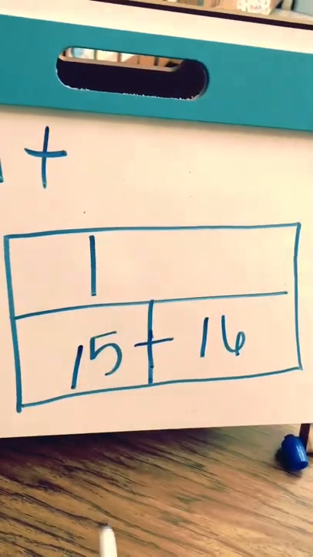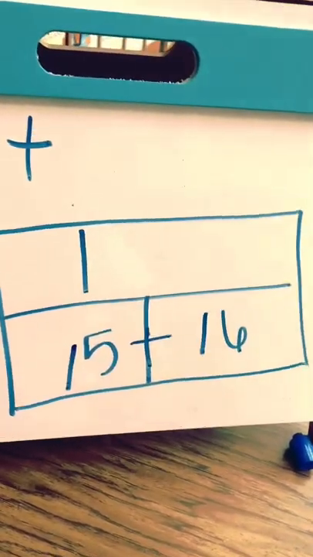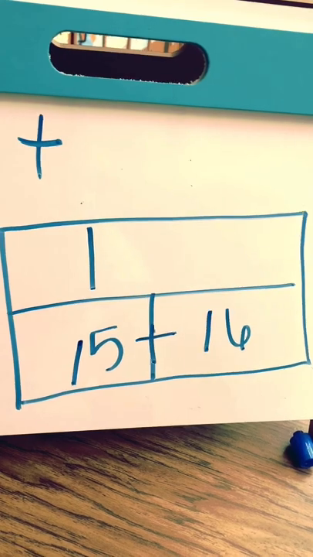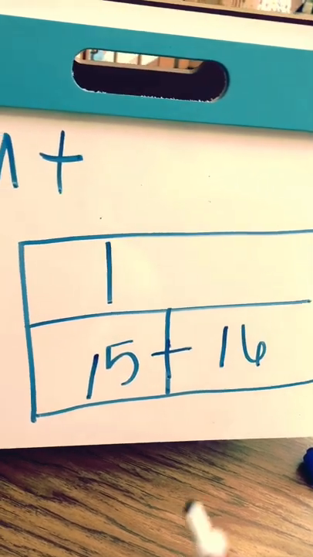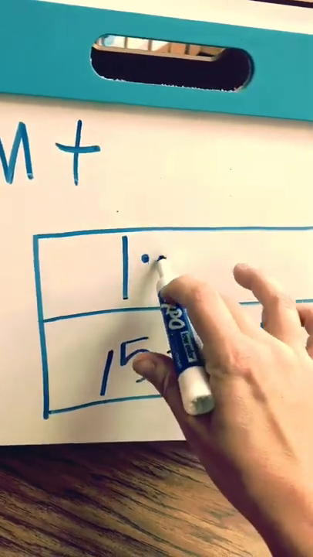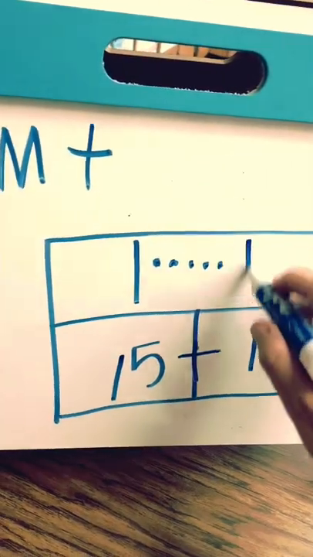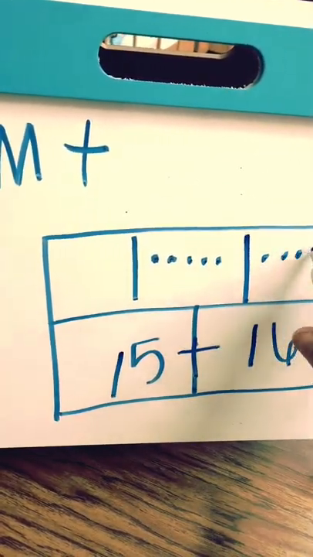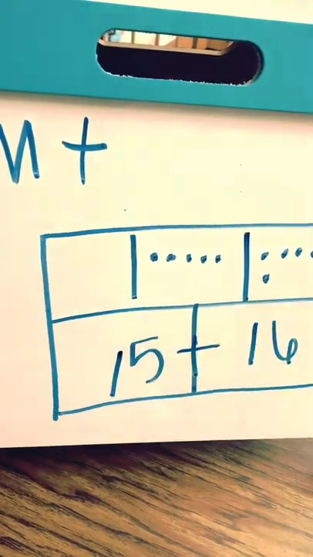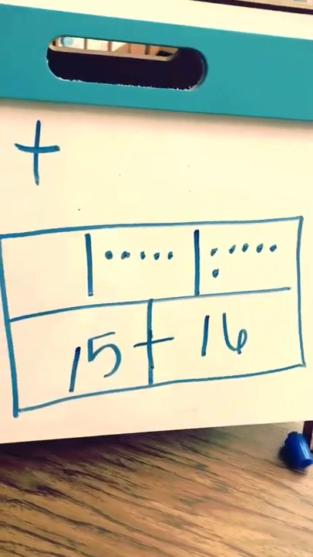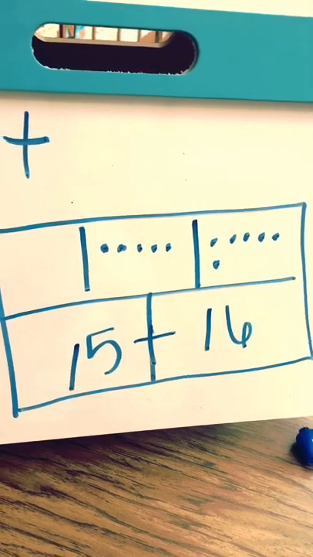This here is called a long. It is worth 10 units. They've had this since first grade, so they should feel pretty comfortable with that. And then these are our units. So there's 15, and then we draw 16. And now we add our base 10 model up to find the total value.